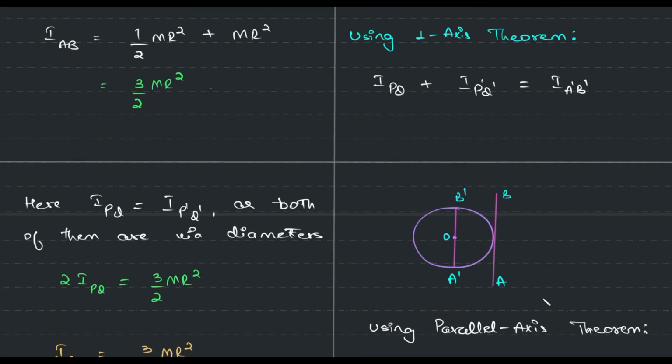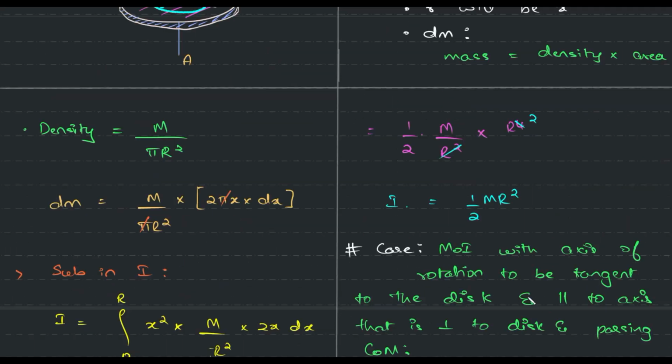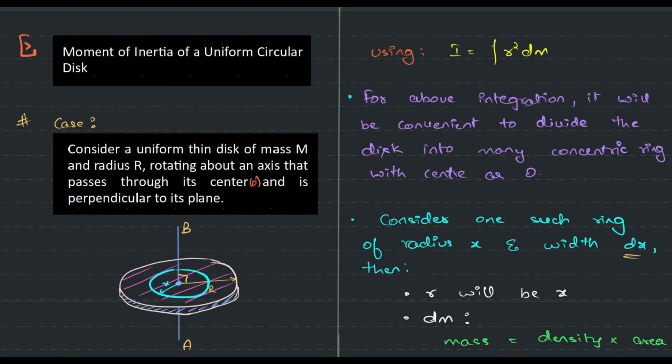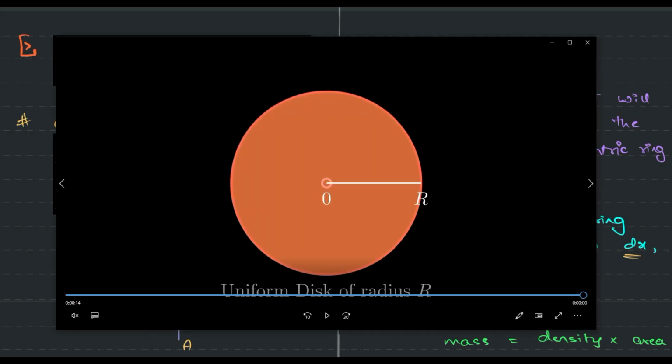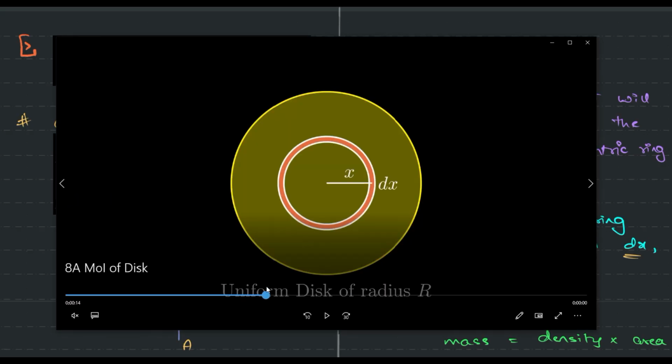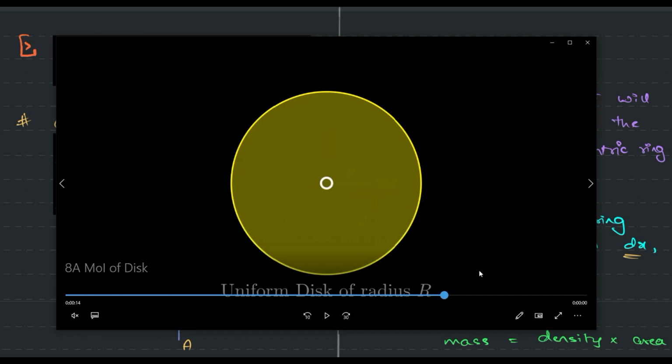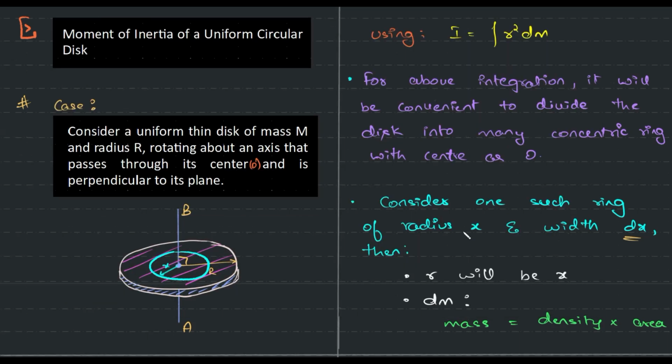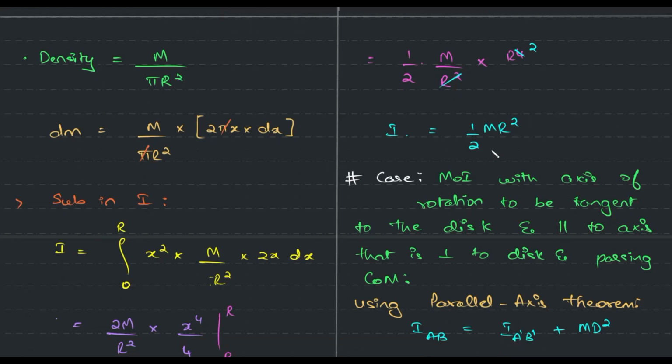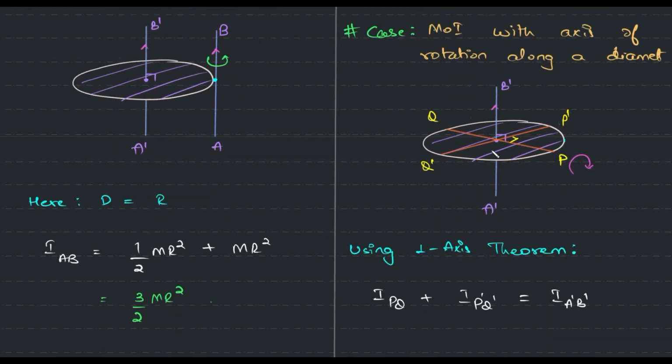And that's that. Okay, guys. So what is the funda? The funda is that we have to consider a small ring and then integrate it. That's how we start off. So let me just verify every result. Half mr square. Then we have from there 3 by 2 mr square.